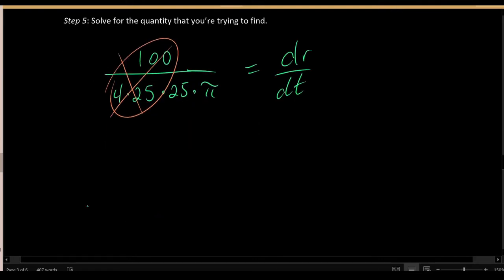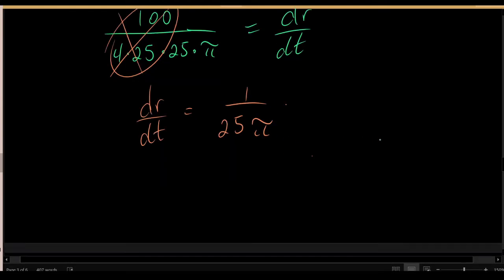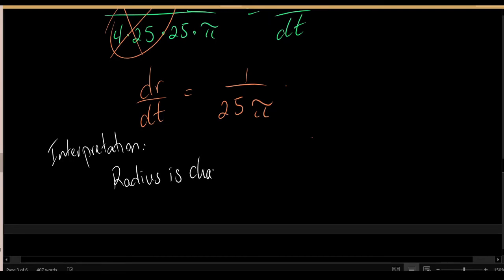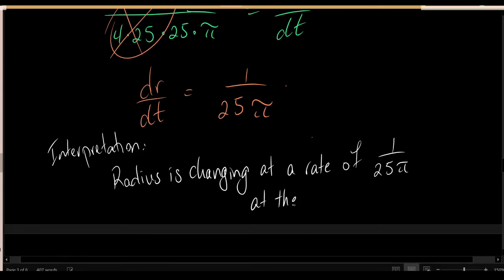Okay, so what is the rate of change of radius? It's given by 1/25 times pi. How would I interpret this result? I would say that the radius is changing at a rate of 1/25 pi at the specified time.